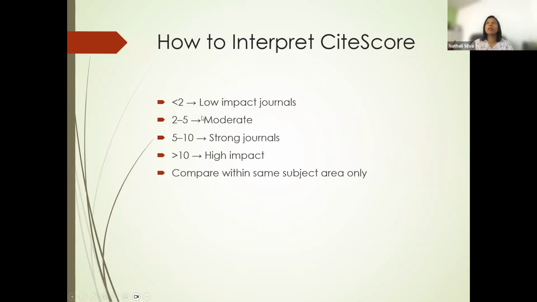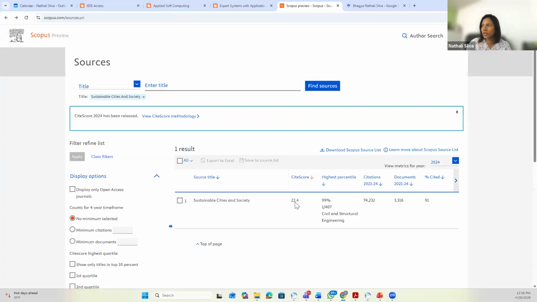So in computing and engineering areas, normally, if the CiteScore is less than 2, you can say that is a journal with some low impact. 2 to 5 is moderate, 5 to 10 is good, and more than 10 is very high impact. If I take the same example here, you can see this is one of the strongest journals. Why? Because the CiteScore is 22.4.